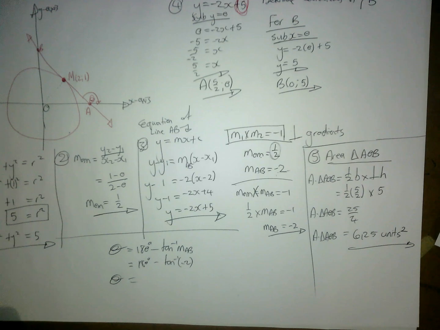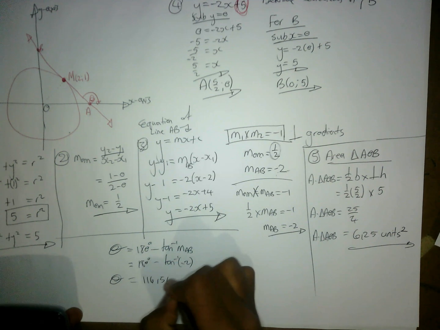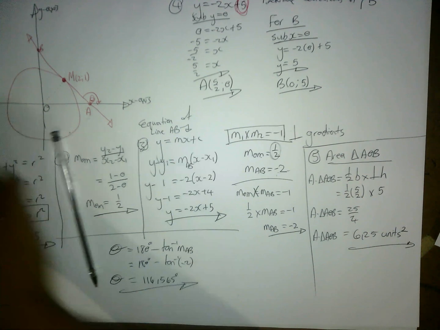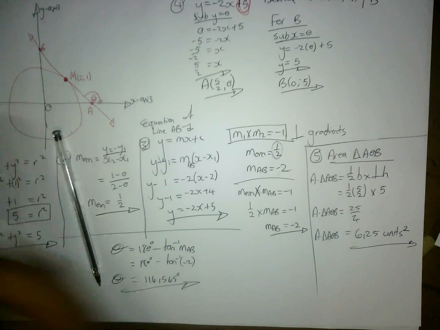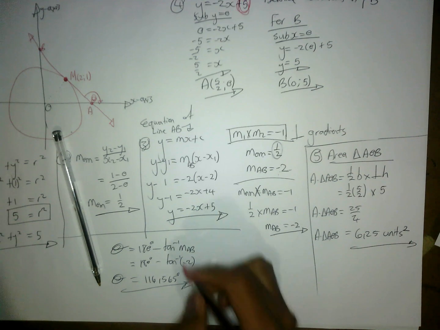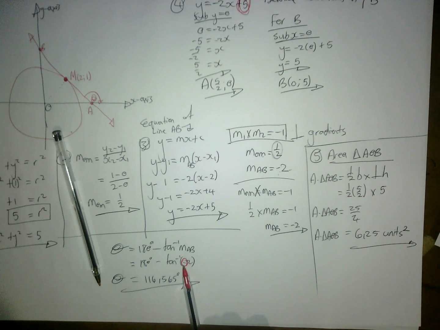One second, I'm just typing my own things in here. Tan negative 2. So, 116.565 degrees. I actually made a mistake now. When you put this in the calculator, you see how I put the minus 2 there? You don't put the negative 2 in your calculator.